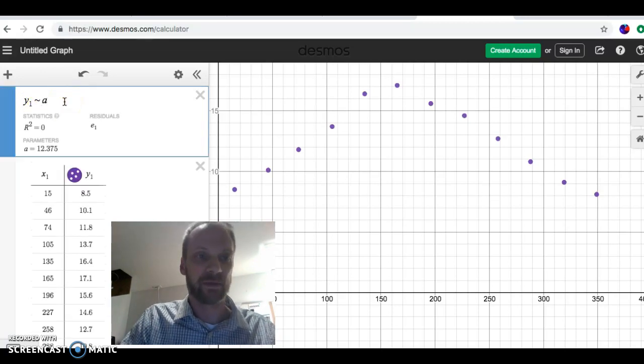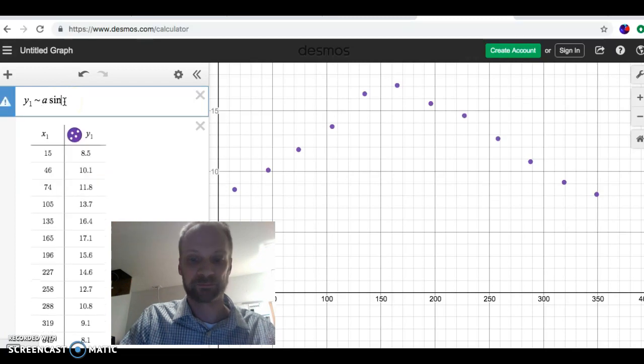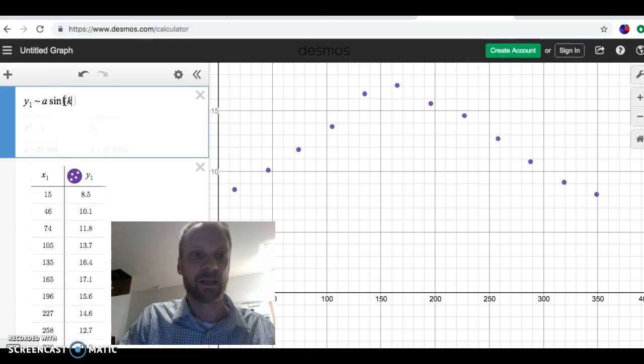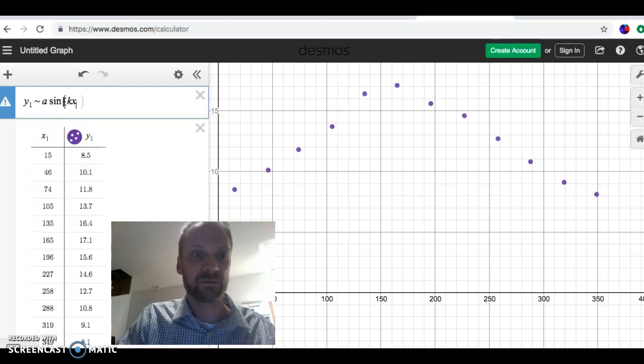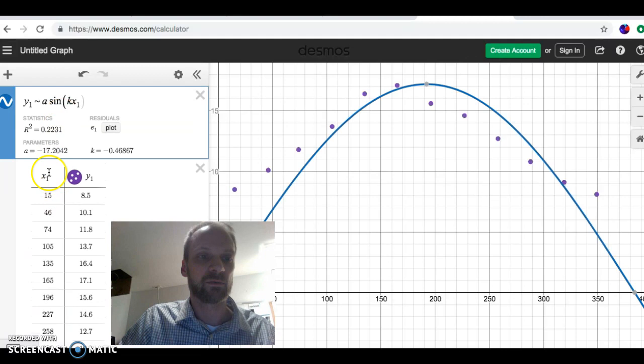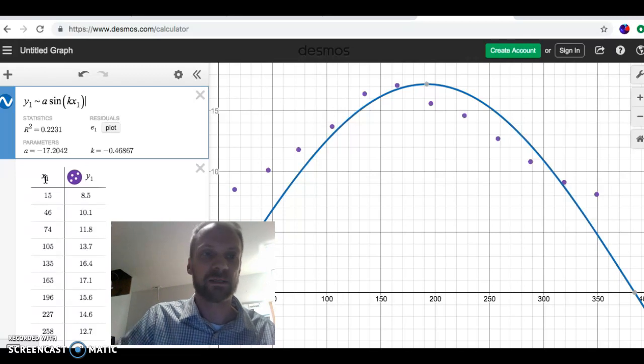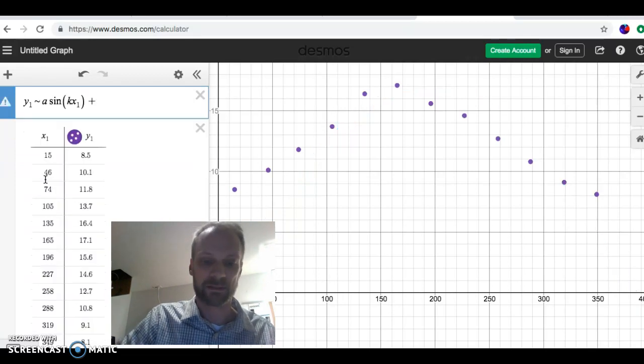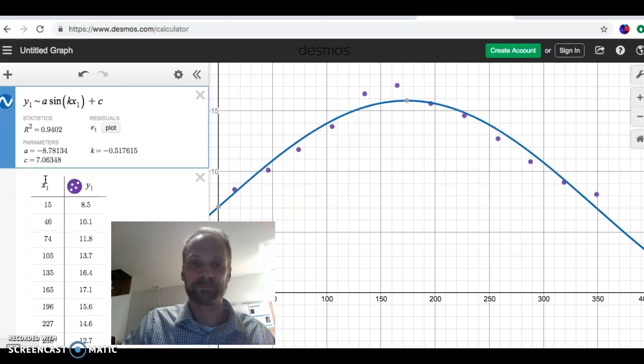We need an a value. We need sine. We need a k value. We need some sort of x, and be careful, that's underscore 1. We want to use these x's right here to make our equation. You can see it's starting to appear. Press over, you need an n bracket, you need a plus, and you need a c. Okay, so now we have sketched a graph. It draws the graph as best in the middle of those points as it possibly can.